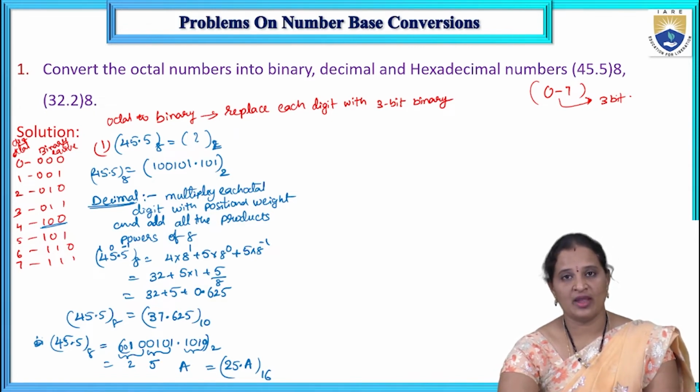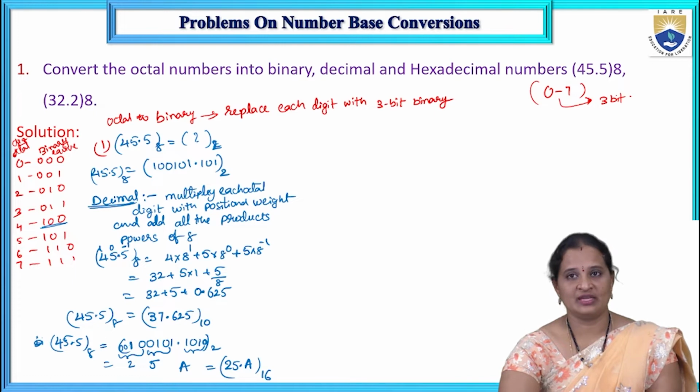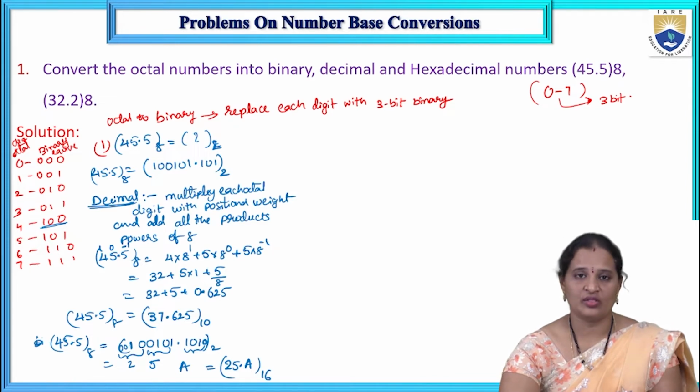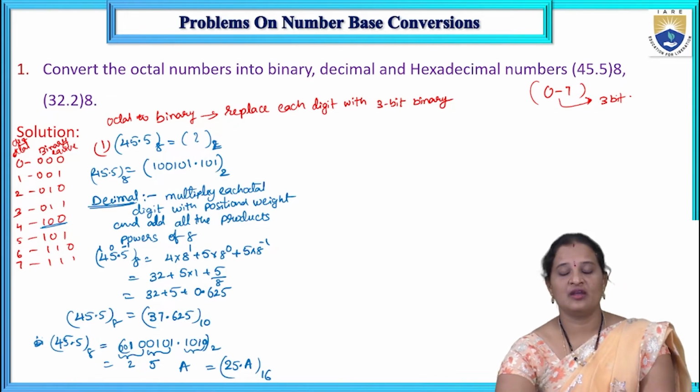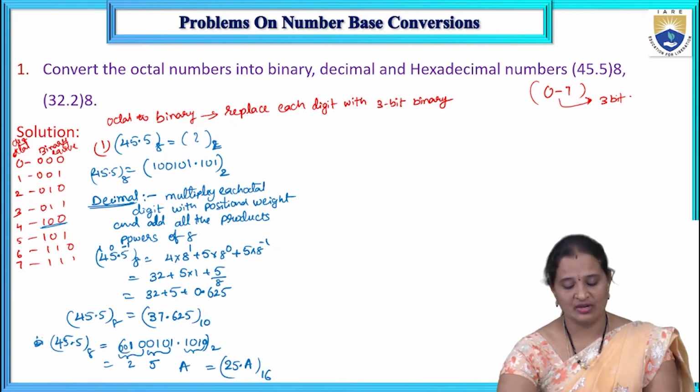So how to convert an octal into binary? Replace each digit with its 3-bit binary equivalent so that you can convert the octal number into binary. And the second one is decimal. So how to convert it into decimal? Multiply each digit with its positional weight, that is power of 8, and then add all the products so that you will be converting the given octal number into decimal number.